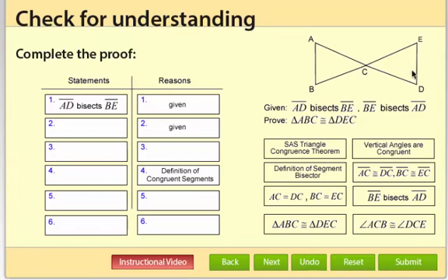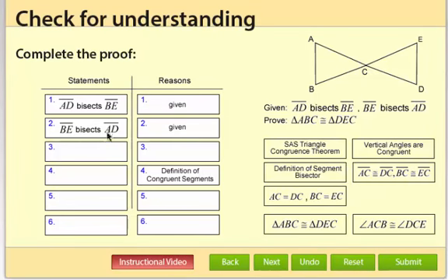And notice that the A and the D are the first letters, so those are corresponding vertices, and that means the congruence is diagonal. Okay, the first given, segment AD bisects segment BE. And then the second statement is also a given, and that would be the other bisector statement. Now, based on those two statements, we need to make a conclusion for step 3.